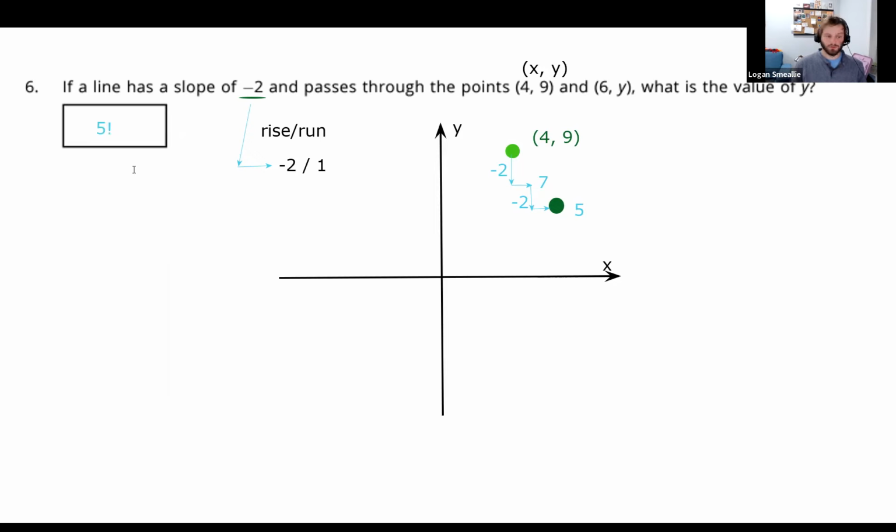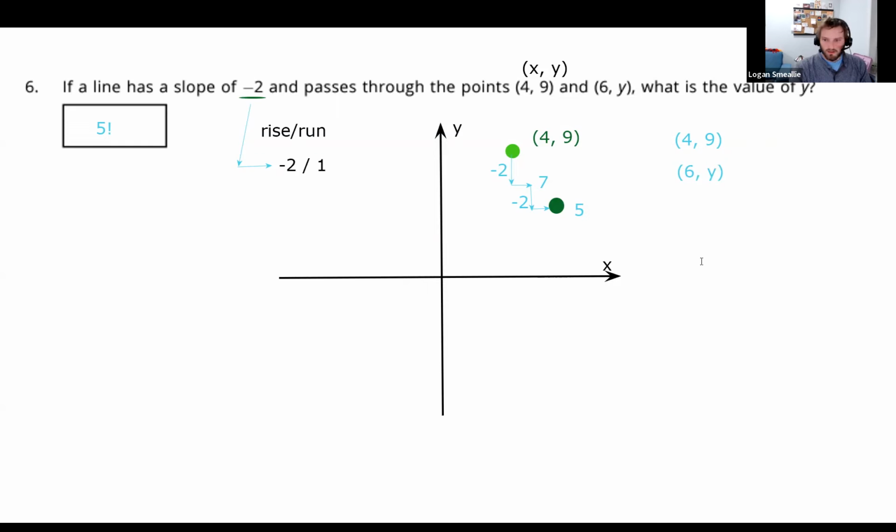But let's say you don't feel like drawing all this out every time. You don't feel like rising over running, with your finger on your graph. How are you going to do this? Well, let's take a look at our points (4, 9) and (6, y). Those are our 2 points.